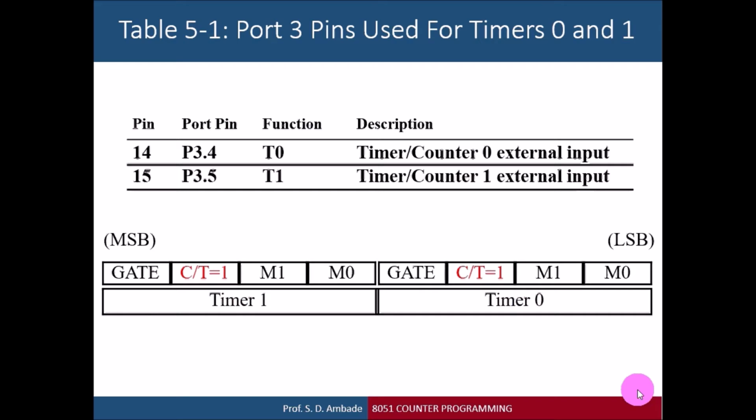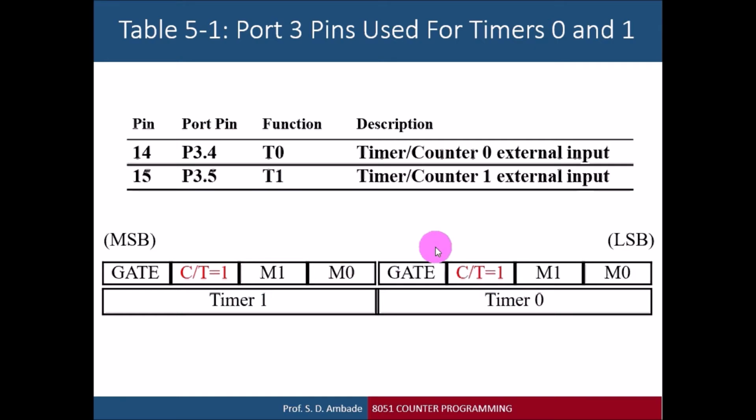This is the diagram of TMOD register. The lower 4 bits are for timer 0 and the upper 4 bits are for timer 1, which are identical to each other. I just recapped the previous tutorial. M0 and M1 bits are used for mode selection. C slash T bar is used for application as a timer or counter.